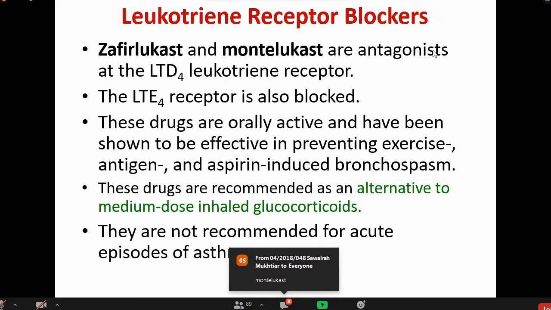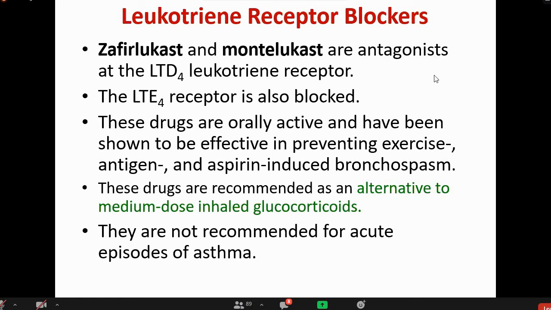Your answer is montelukast. Very good. Montelukast is being used commonly. So zafirlukast and montelukast are antagonists at the specific leukotriene receptors. The leukotriene E4 receptor is also blocked. These drugs are orally active and have been shown to be effective in preventing exercise, antigen, and aspirin-induced bronchospasm.